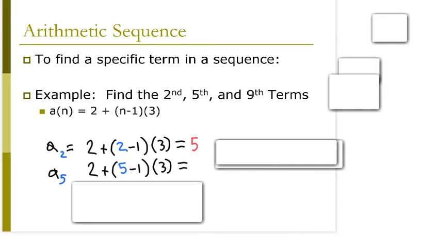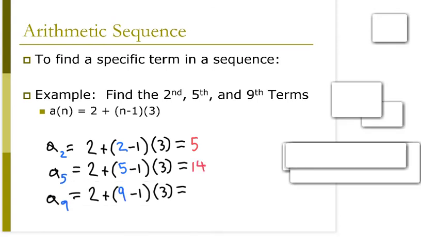Finally, for the ninth term, n is equal to 9. So 9 minus 1 is 8. 8 times 3 is 24, and 24 plus 2 is 26. So the second term would be 5, the fifth term would be 14, and the ninth term would be 26.